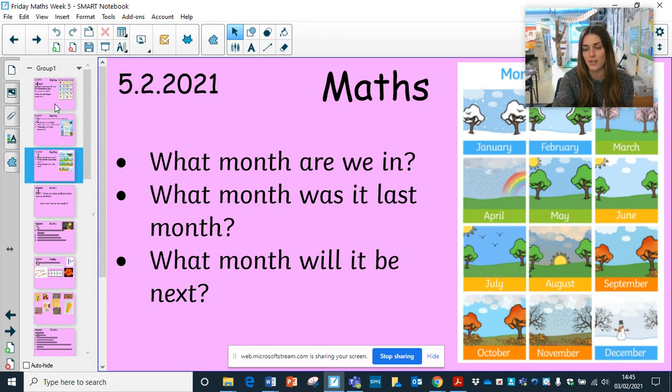And think about the seasons as well. That would be a question that I might start adding on there. What sort of weather will you have at that time of year? So are we in spring, summer, winter, autumn? Which season is it as well?